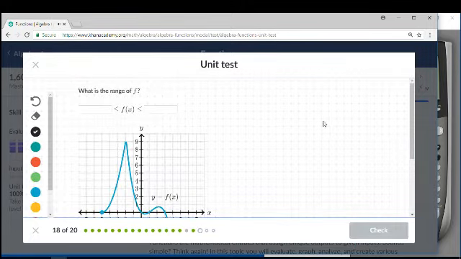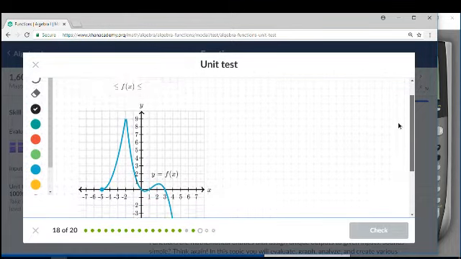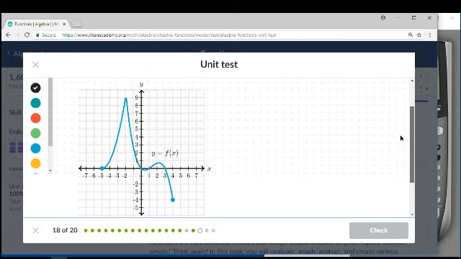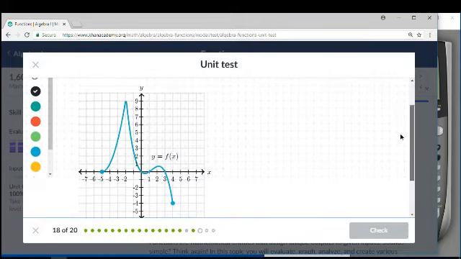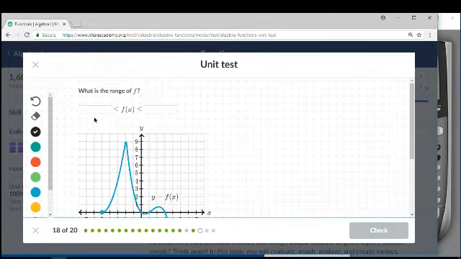All right, what is the range? The range is from negative 4 to 9. The lowest y value is negative 4, and the highest y value is 9.